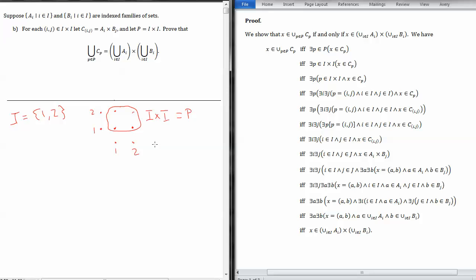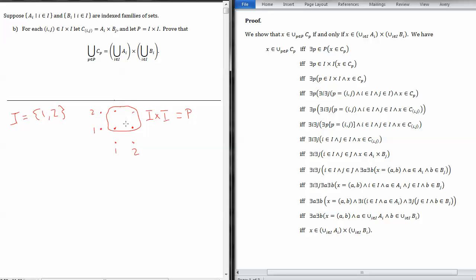All right. So you can think of this copy of I down here being the index set for the first union, this copy of I here being the index set for the second union, and then these 4 points here, P, being the index set for this union on the left-hand side. So let's try to draw the union on the left-hand side first. We have C sub p, where p is any of these 4 ordered pairs, right?